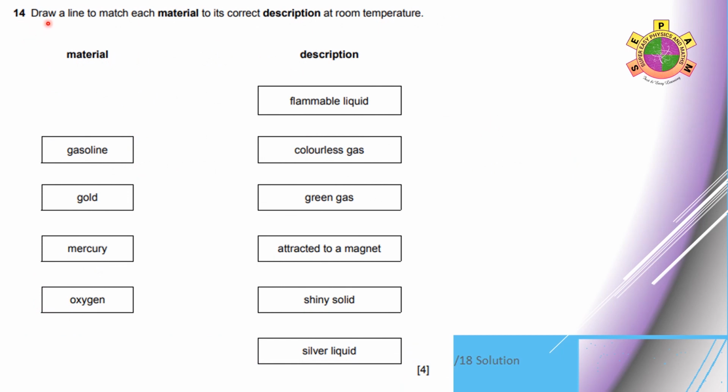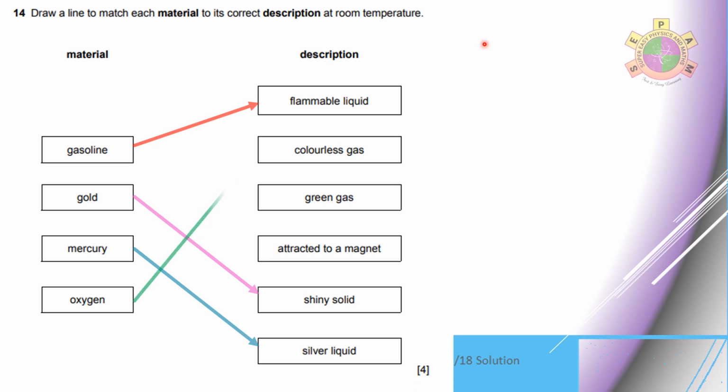Question 14. Draw a line to match each material to its correct description at room temperature. Gasoline, flammable liquid. Gold, shining solid. Mercury, silver liquid. Oxygen, colorless gas.